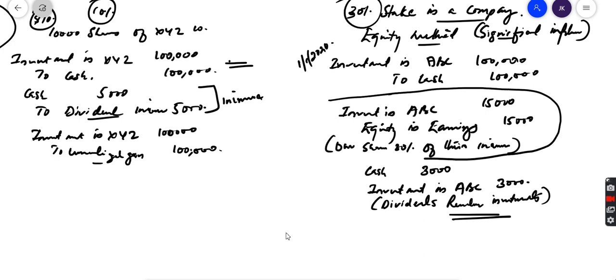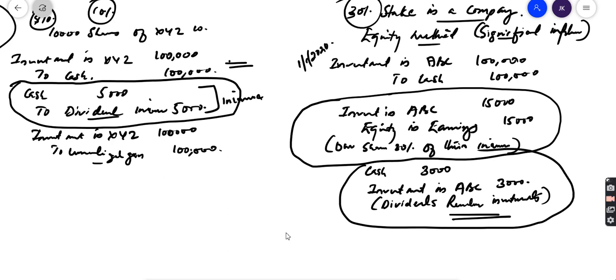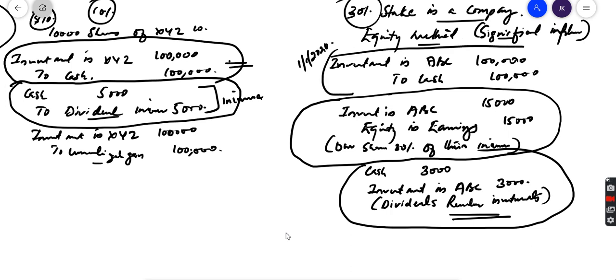This entry here, we are booking as our share of their income. Now this entry here is an income. Dividend is an income under the cost method. Dividend is a reduction of capital under the equity method. The first entry is going to be the same. You see both this entry, investment to cash, and this is also investment to cash. All these entries are going to be the same, right?